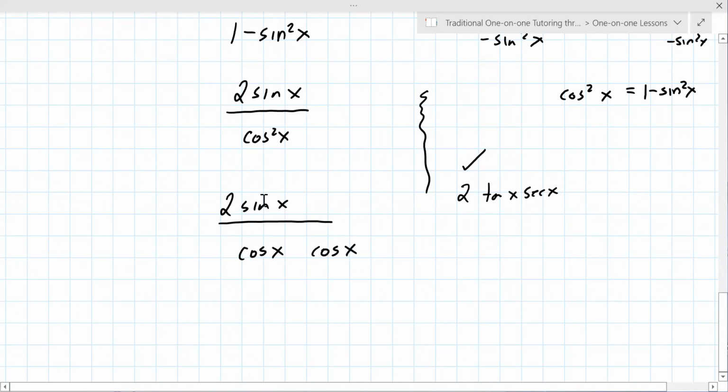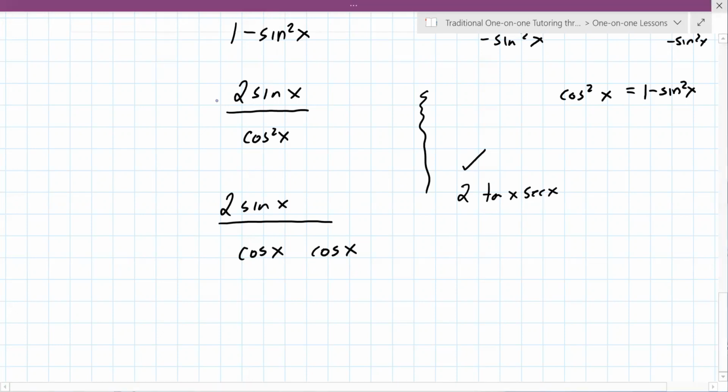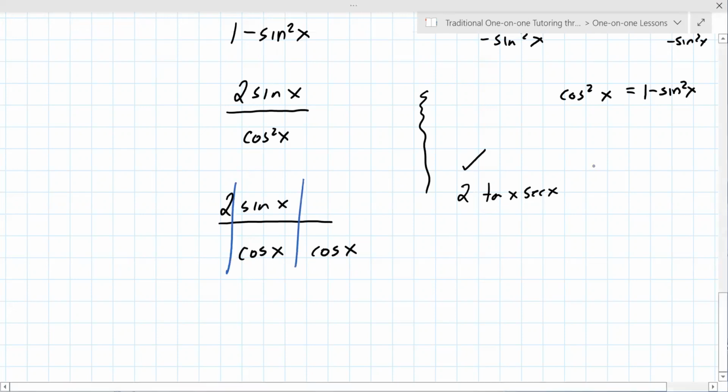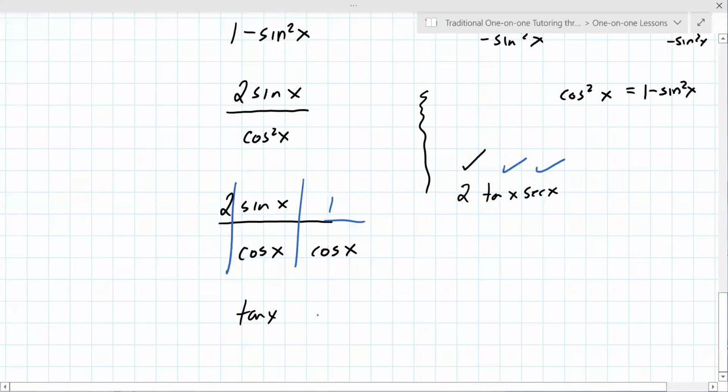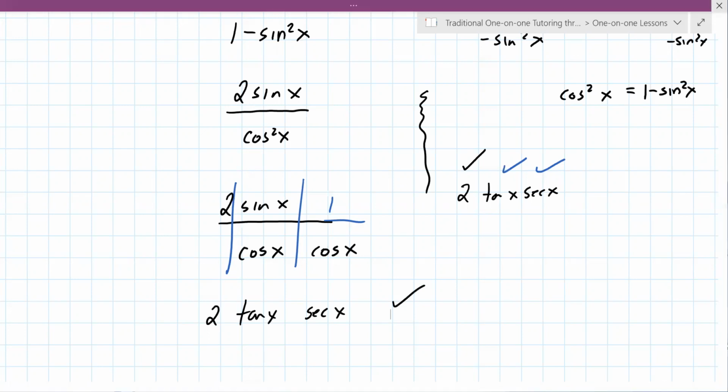Now, do you agree that sine over cosine is tangent? Do you see that there? Yeah. So there's really these 3 parts. There's the 2, sine over cosine, and then the 1 over cosine. And then we have all 3, because sine over cosine is tangent, 1 over cosine is secant x, and you bring the 2 down, and it's all done. Okay.